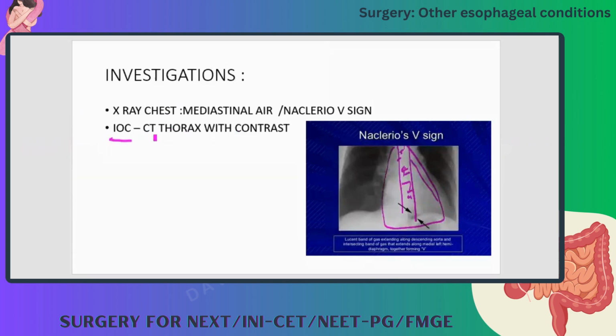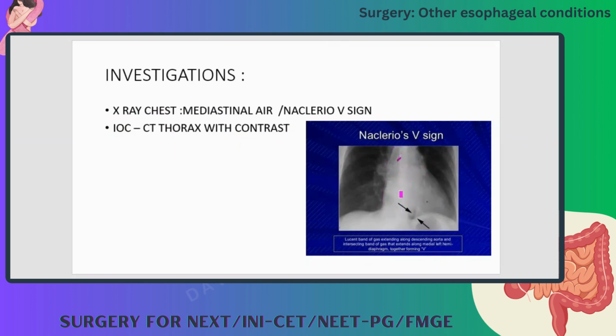The investigation of choice is CT thorax with contrast. You do a CT thorax and give contrast material, and with this we can tell whether there is any leak in the mediastinum or not. And if you do an X-ray chest also, you can see mediastinal air.